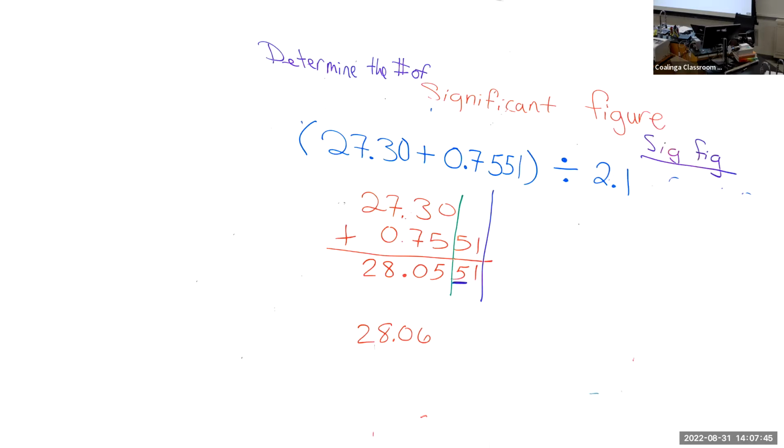Okay, so then I'm going to divide that by 2.1. So I did the hard math. I got 13.4. Are you sure you did it right? Put your money on the table. Yeah, we did 13.36.